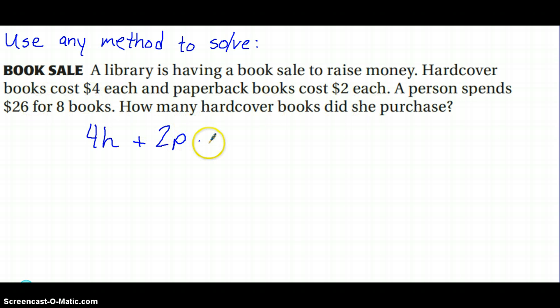And it tells us the total is $26. Now the other equation is kind of hidden in here. It says the total is 8 books. Well, how do I write an expression that shows the total of books? The number of hardbacks plus the number of paperbacks totals 8. There's your system. Get to solving.